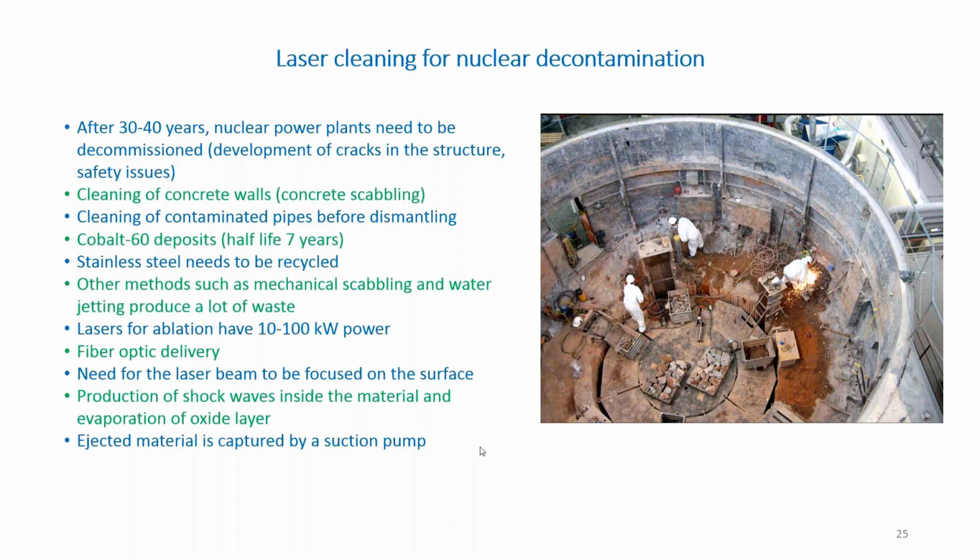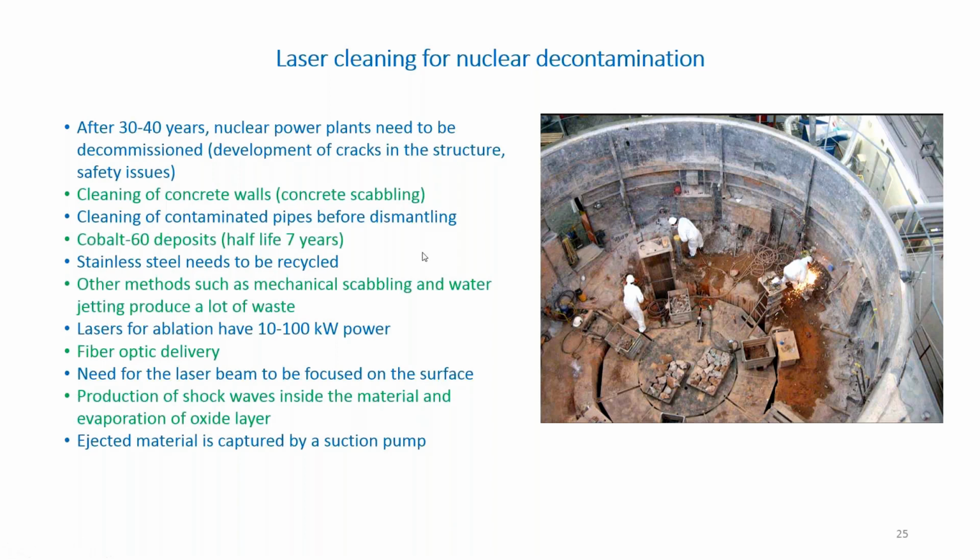But you can't just throw the parts out because all these internal parts have been exposed to radioactive material and they need to be cleaned before they are thrown out. And as far as the walls are concerned, there's this scabbling that is required. You can do that using lasers. There's a deposit of cobalt-60 on all the pipes, which is a radioactive material with a half-life of 7 years.